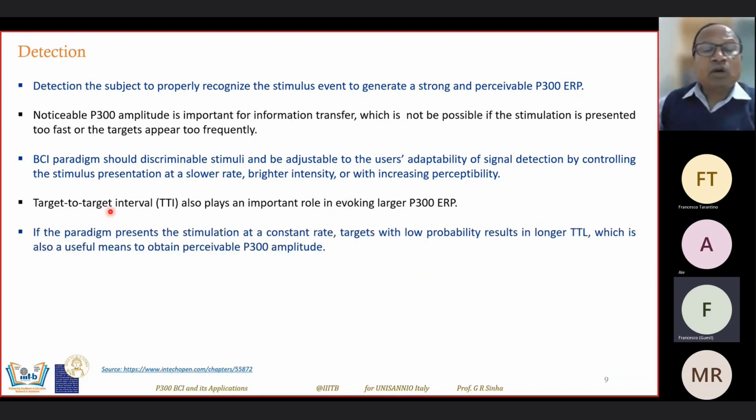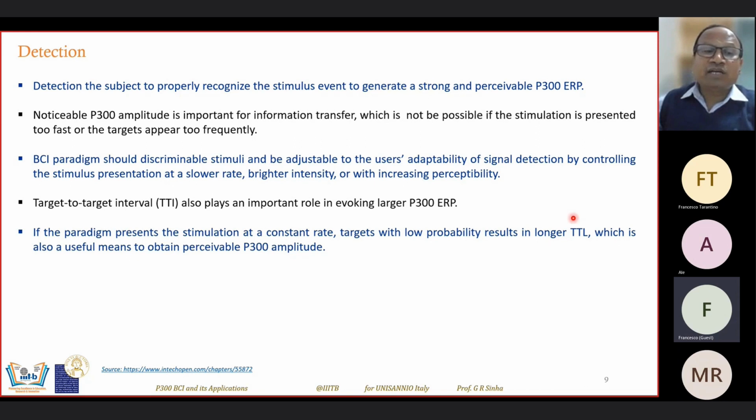The paradigm, what we keep saying again and again, remember: some stimulator used in a particular manner, using a certain mechanism or scheme to create stimulation, is called a paradigm. It presents the stimulation at a constant rate; targets with low probability result in a longer TTI.